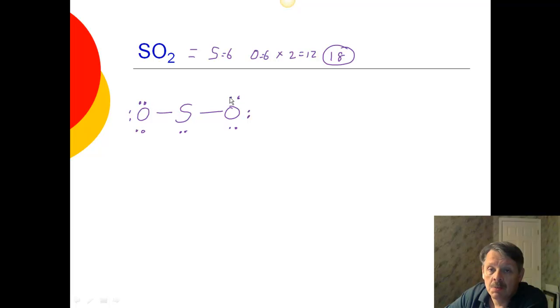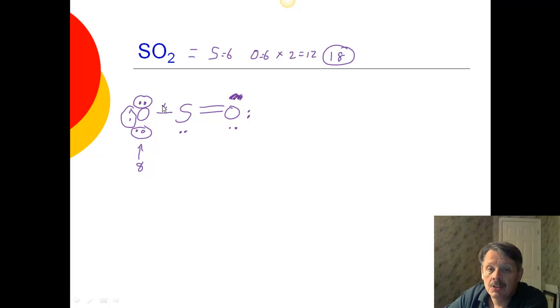It doesn't matter. So what I'm going to do is take these electrons away and put them in here as a bond. So now let's look at this oxygen. This oxygen here has 8 electrons around it. I've got 2, 4, 6, and then I've got the bond for 8.